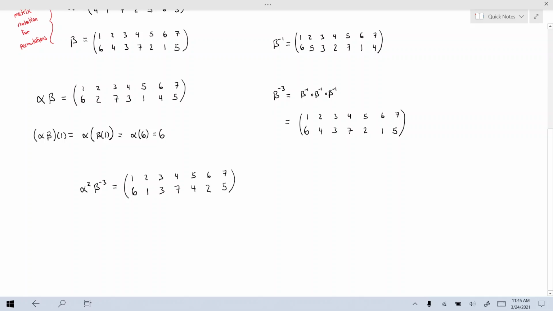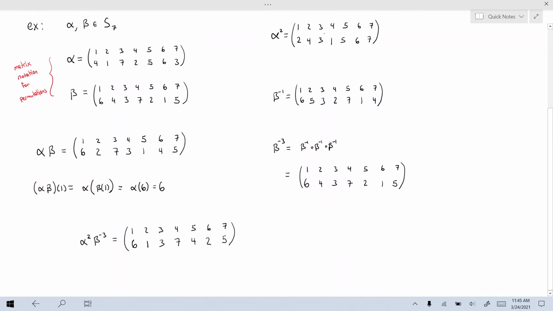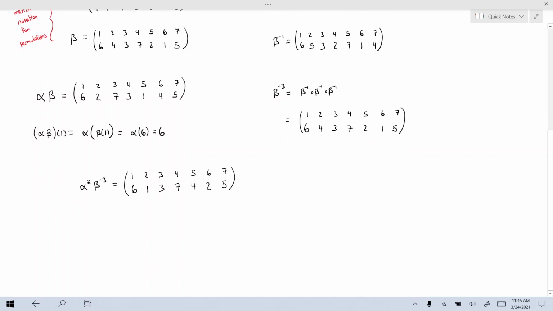A quick note: S7, and Sn in general being a group, should have an identity element. So just to be sure everyone knows what the identity element is, what is the identity permutation? The identity permutation is the permutation that maps every number back to itself. Okay?